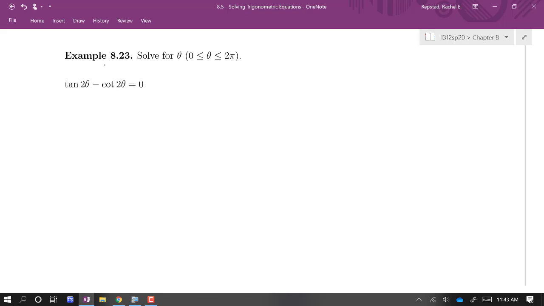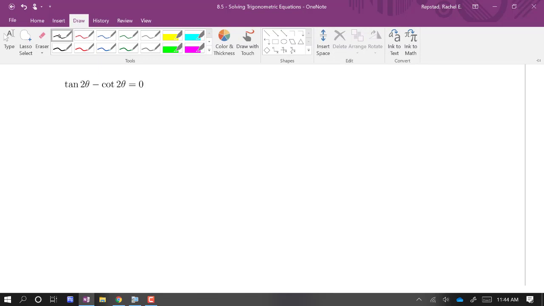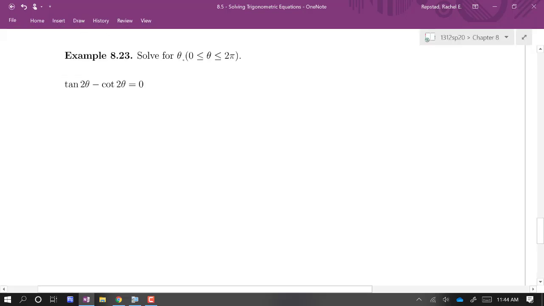We'll be able to write it in terms of a single function. The angles are the same. They're both 2 theta. I just want to point out that if theta is going once around the circle, we have to let 2 theta go twice around the circle. And once we find those values for 2 theta, since it says solve for theta, we're going to cut them all in half to get the values for theta that make this work. So this means that 2 theta is between 0 and 4 pi.